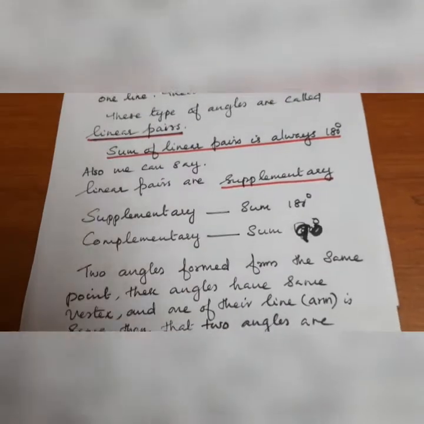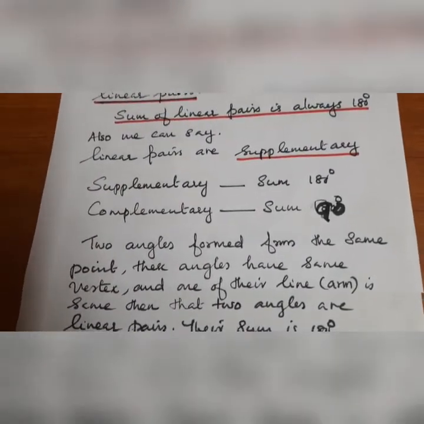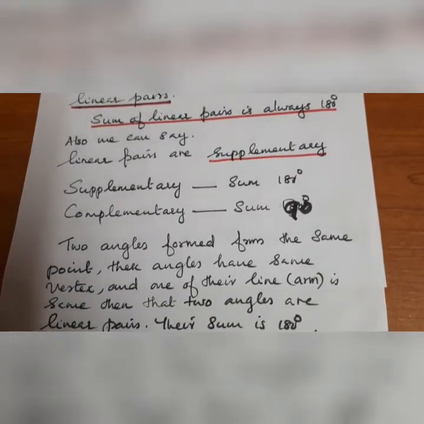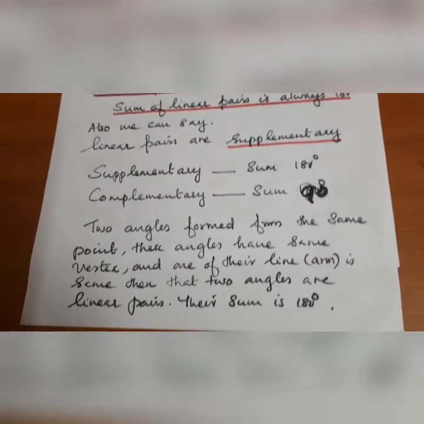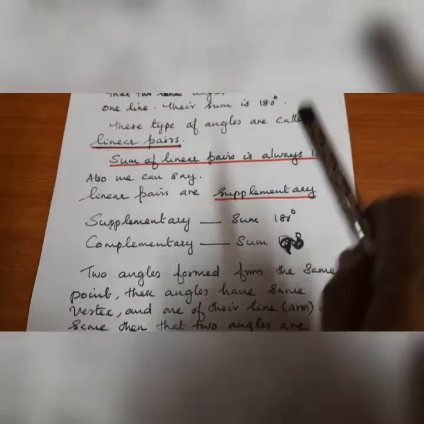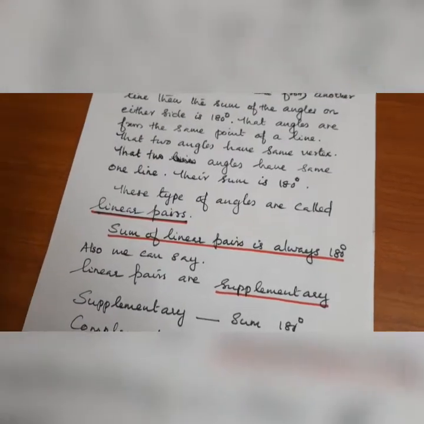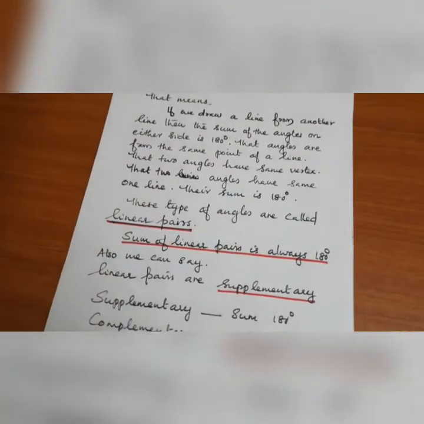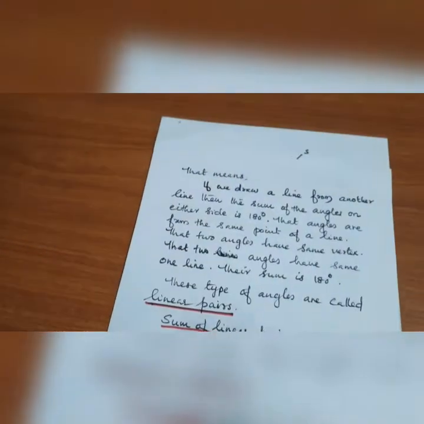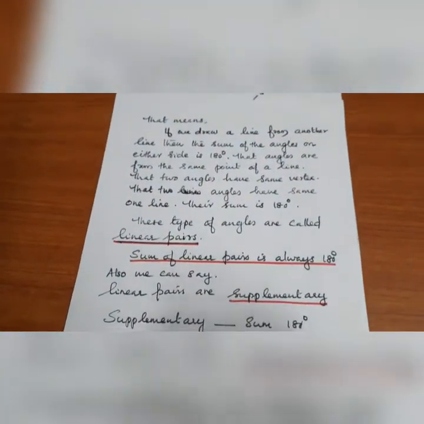Two angles from the same point. These angles have the same vertex. One of the lines or one arm is the same. Then the two angles are a linear pair and their sum is 180. If you are given that two angles are supplementary, then what is the meaning? The sum of these two angles is 180. If two angles are complementary, the sum of angles is 90.